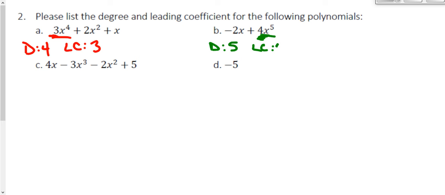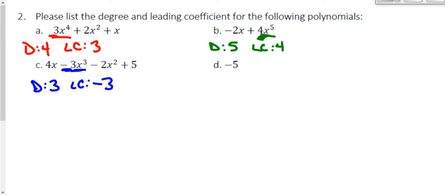For my next example, C, I again have things out of order. I'm not looking for the largest number as a coefficient. I'm looking for the largest power of x. So that's x to the 3rd power, so the largest power of x there. So my degree is going to come from the exponent 3. And my leading coefficient is going to come from the number in front of that term, which is negative 3. I have to include the negative because that's being subtracted.